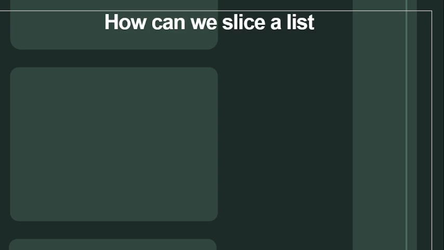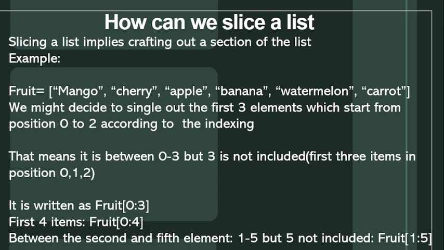Now if you want to slice a list, what is the meaning of slicing? You slice just like you're cooking in the kitchen. You want to chunk or break a particular food item, like onions or pepper, into pieces. That is how we can also do it to a list. A list is a collection, a group of elements, so we want to break it down. That's what is known as slicing. So slicing a list is crafting out a section of the list.